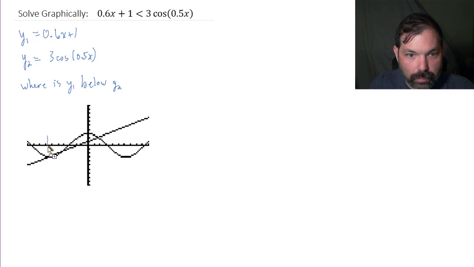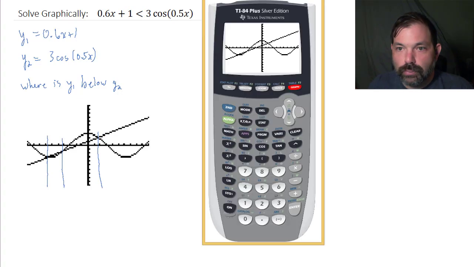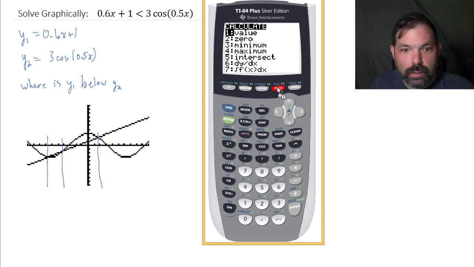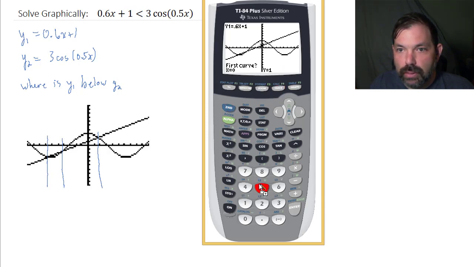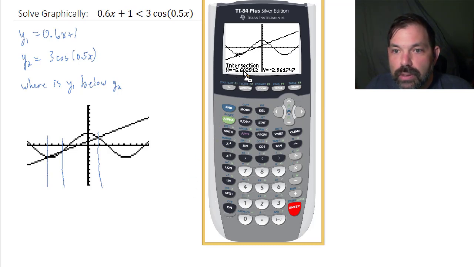So I need to calculate them. There's my first point of intersection. There's my second point of intersection. There's my third point of intersection. Let's calculate those. All right, so second, calc, intersect. First curve is the 0.6x plus 1. Let me hit enter. The second curve is the cosine curve. And let me scroll over to the left and get this first point of intersection. Hit enter. Negative 6.603.